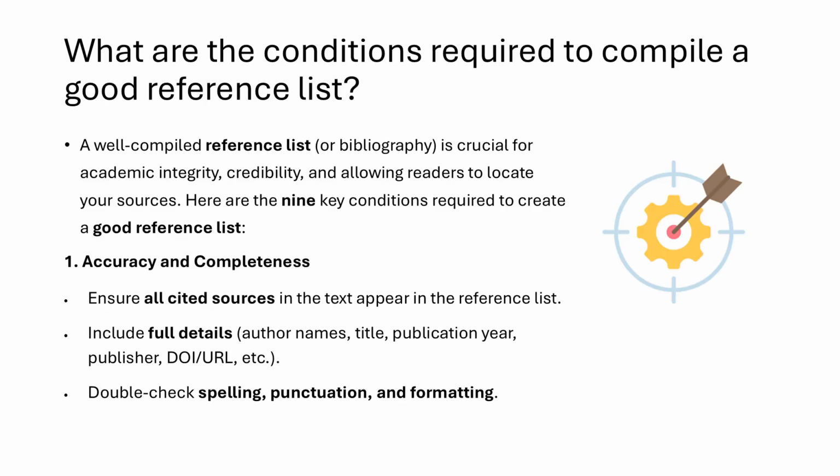What are the conditions required to compile a good reference list? It says a well-compiled reference list or bibliography is crucial to academic integrity, credibility, and allowing readers to locate your sources. Here are the 9 key conditions. Number 1, accuracy and completeness. Ensure all cited sources in the text appear in the reference list. Include full details and double check spelling, punctuation, and formatting.